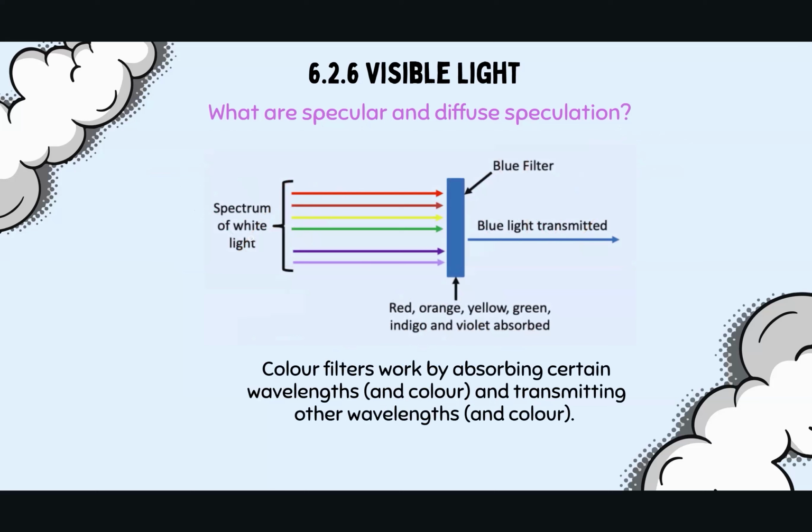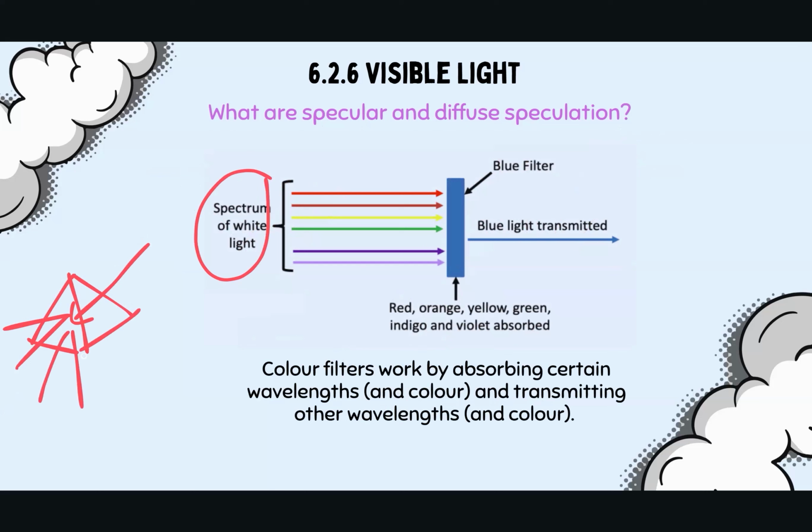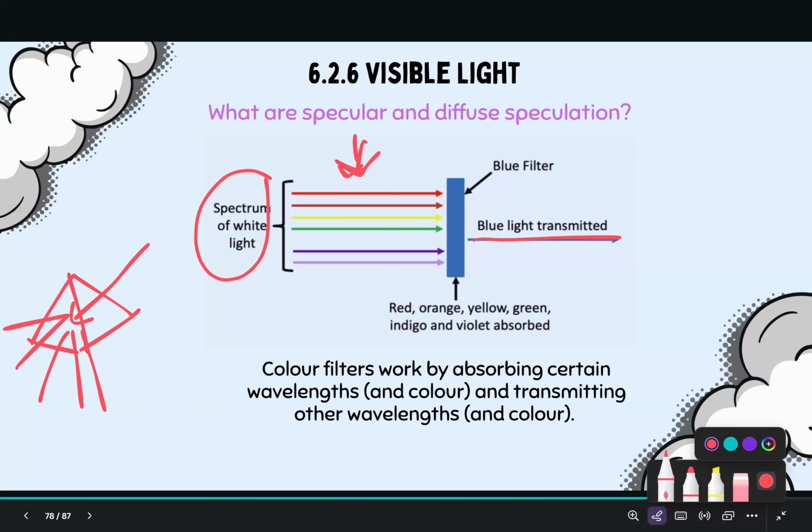Now, if white light goes through a triangular prism, what happens to it? The white light breaks apart into all the different colors that it's made up of, which are the colors of the rainbow, which you can see here. Now, if you add a blue filter, all the colors are absorbed by the blue filter, but it allows the blue light to transmit through. And this is why we see colors.